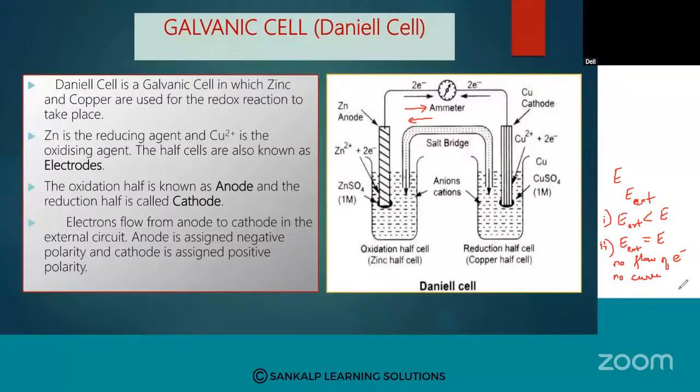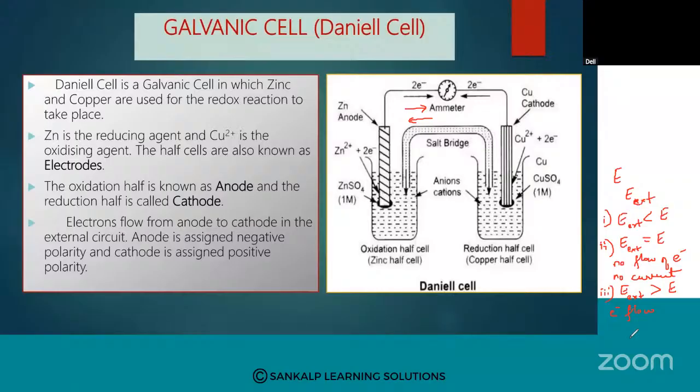The third condition is, if the external potential difference I apply is more than the potential which is present in the cell, then what will happen? The reverse of the Daniell cell will occur. What does the reverse of the Daniell cell mean? Earlier, the electron flow was from anode to cathode. When this condition applies, the electron flow will be from copper to zinc.